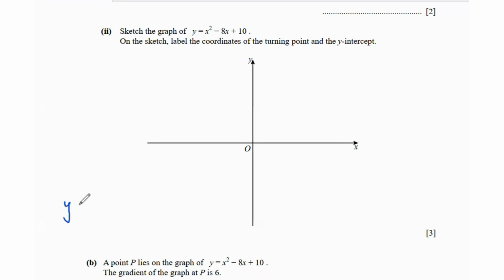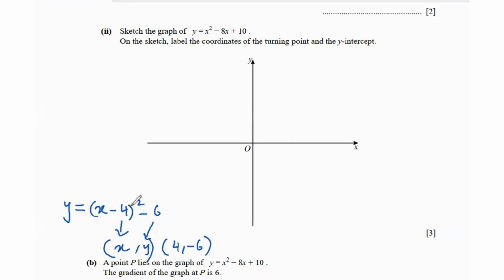So we know that y equals x squared minus 8x plus 10 is the same as y equals (x minus 4) whole squared minus 6. Now the completing square form is used to identify our turning point. So this is your x coordinate and this is your y coordinate of the turning point. So over here, the turning point is going to be (4, negative 6).